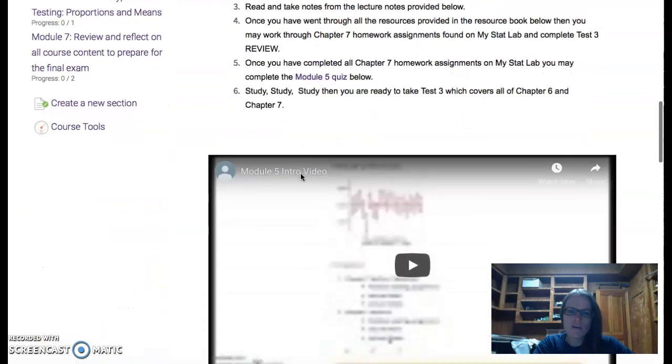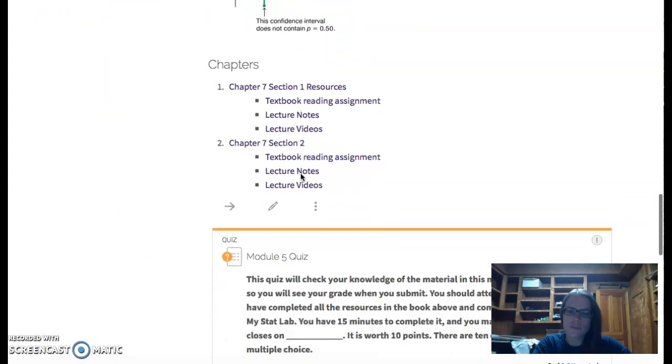And so below, if you go to the resource book, you're going to have, once again, the textbook reading assignments. We're going to have lecture notes that I've typed up and provided for you. And then they're going to also have lecture videos. These lecture videos are instructor created, and they're going to include steps on how to do this by hand, using the formulas, and also how to use the graphing calculator as well.